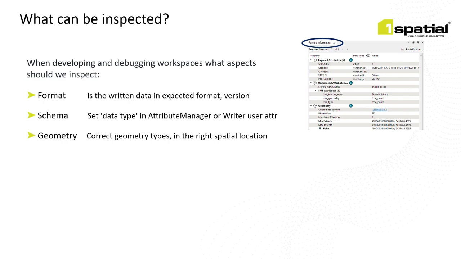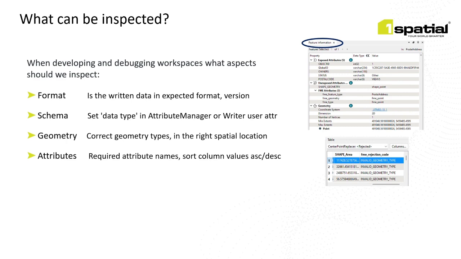You want to check your geometry types. It might not just be point, line, polygon. You might actually be dealing with multi-parts. You want to check that the data is in the right location on a map. Also, attributes. Inspect and look up where there are issues, such as this example where you've got rejected features coming out an output port and it's telling us the geometry is invalid.